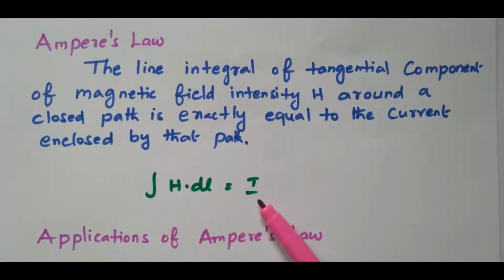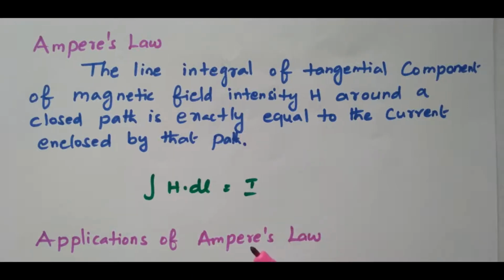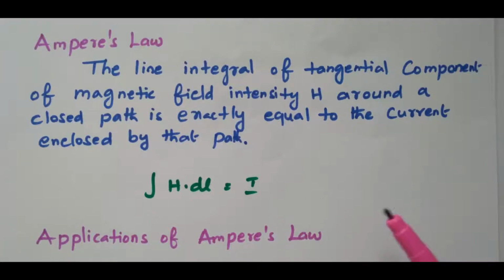So when a current is flowing through a conductor, the magnetic field is produced. The magnetic field is equal to the amount of current enclosed in that path. A closed path is required while applying Ampere's law. In the closed path, the entire magnetic field intensity is equal to the current flowing through that closed path, right? So the statement given by Ampere's law is integral H dot dl equal to I.